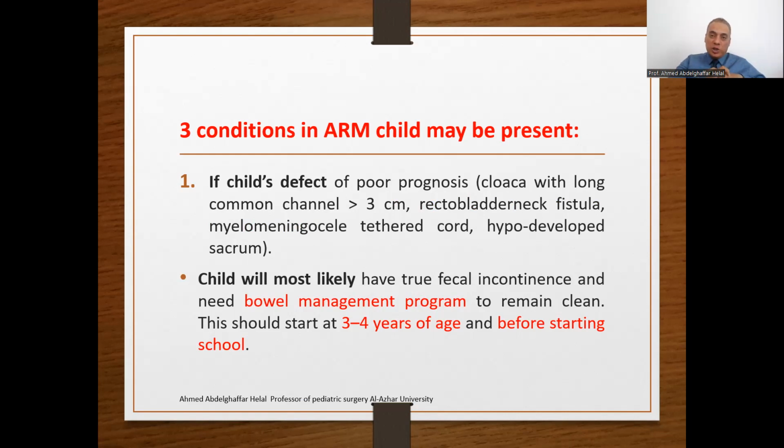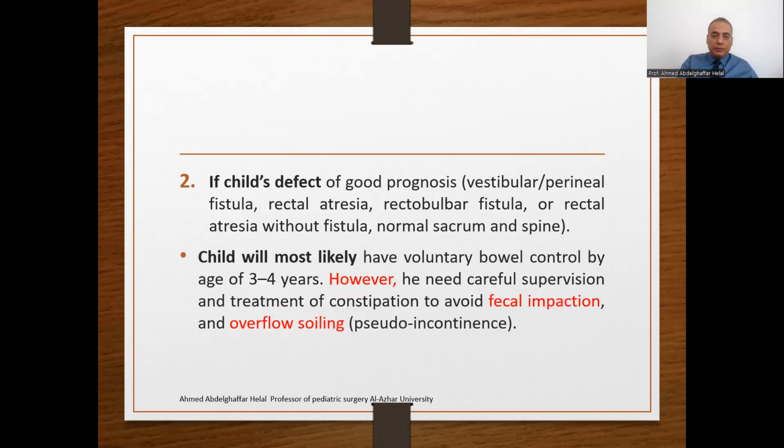Very important age to start this program, and because of this importance the parent must be informed that your child is of the poor prognosis type. This child will need bowel management to remain clean starting at the age of 3 to 4 years and before starting school, to avoid psychological trauma and to control the condition of the baby.